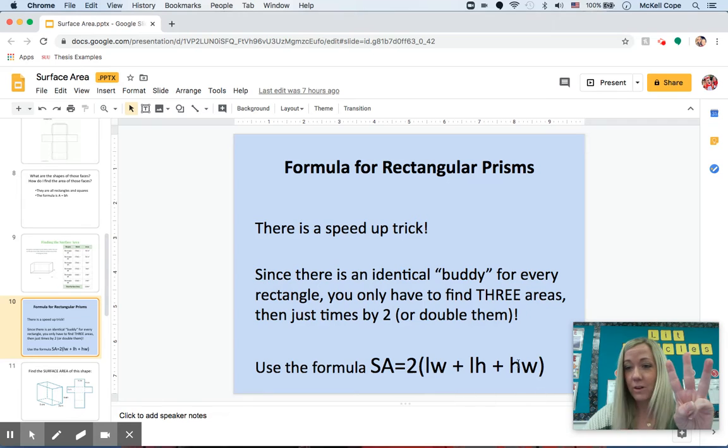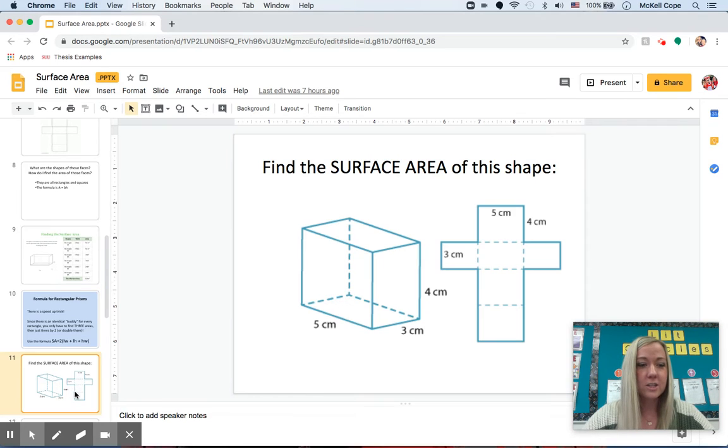I add all of those together, and then I just double it because, like I mentioned before, all of them have an identical little buddy that we don't need to find twice. We can just find it once and then times it by 2. So here, let's look. We have a rectangular prism that has the net laid out for it as well. So this rectangle right here is going to be this one laid out in the net.